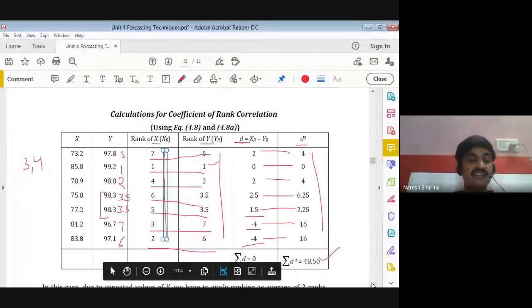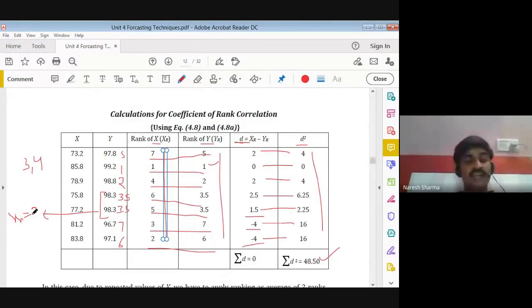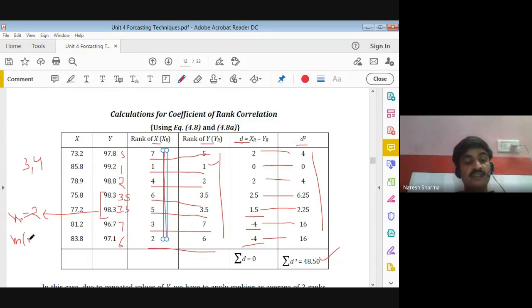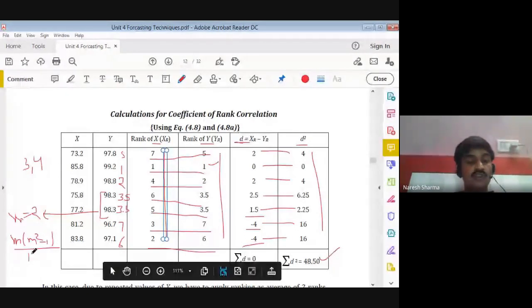As we have ties here, and it is repeated 2 times only, we have m is 2, the multiplicity of this rank. So the correction factor we add is m into m square minus 1 divided by 12. So this is 2 into 2 square, 4 minus 1 is 3, so 2 into 3 is 6, and 6 by 12 is 1 by 2, right? So we just add this to the sum of d square.